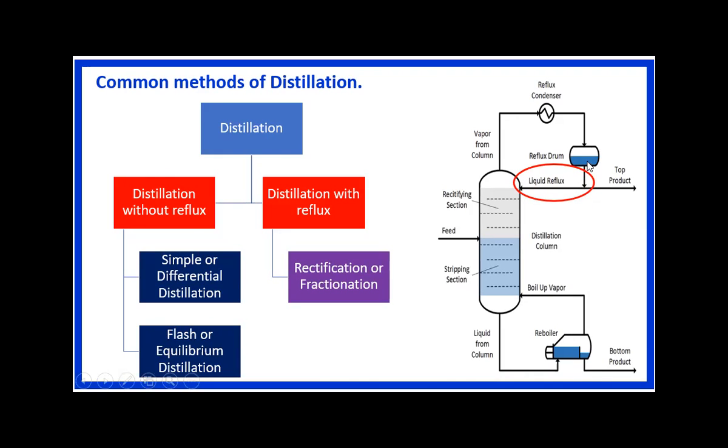If part of the condensed liquid is sent to the top plate of this distillation column, then that liquid part is called liquid reflux or simply reflux. So this distillation runs with the help of reflux. The best example is the rectification method or fractionation.